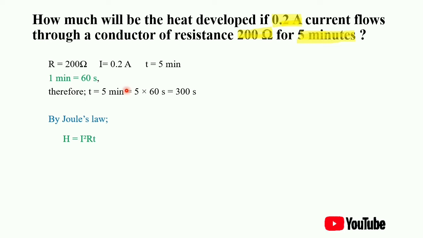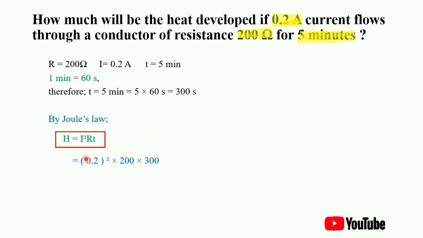The heat developed in a conductor is given by Joule's law, isn't it? By Joule's law, the heat developed in a conductor will be equal to I square RT. So it is equal to I square RT. It is Joule's law, and you have to learn this equation by heart. So substituting the values of I, R and T into this equation, we can write it as 0.2 whole square into 200 into 300.